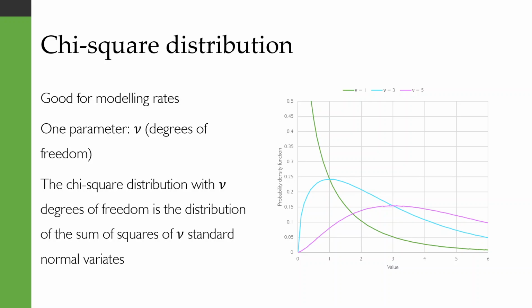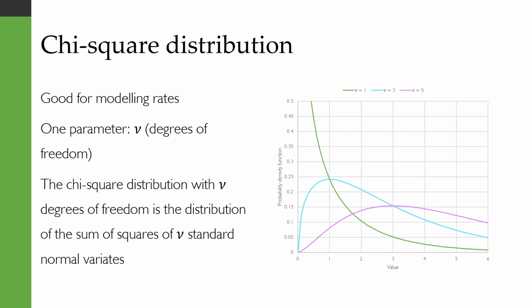So the chi-square distribution I find is actually good for modeling rates. It has just one parameter called nu. It looks like a v, but it's called nu. Sometimes they use k instead of that. That's the degrees of freedom. And the chi-square distribution with nu degrees of freedom is just a sum of squares of nu standard normal variates.